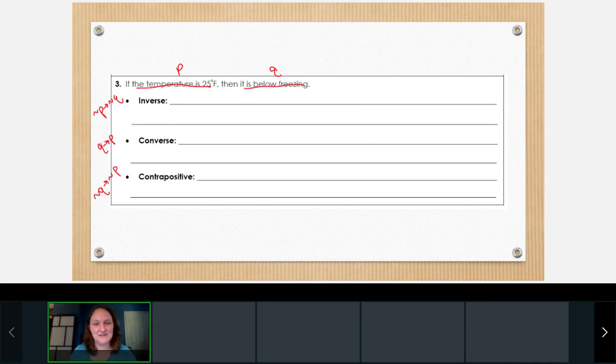So let's write our inverse. I'm just going to type it so we can actually read what I'm writing here. So the inverse is going to be: if not P, the temperature is not 25 degrees Fahrenheit, then not Q, it is not below freezing.